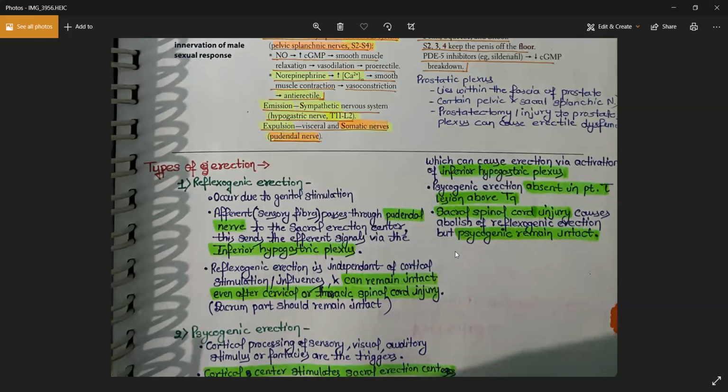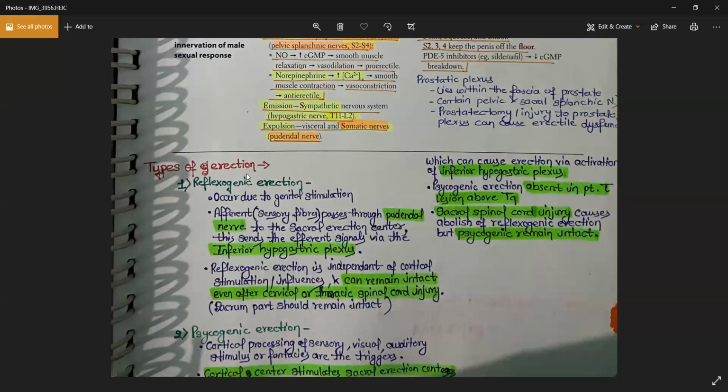It has almost 50-60 slides, so I got a summary from there. It is the simplest thing you can get. Just know that whenever you get damage in the sacral portion, below T9, it will cause a loss of the reflexogenic reaction, but you will still have a normal psychogenic reaction. Above T9, you can have a loss of psychogenic reaction, but the reflexogenic reaction will be absolutely normal. Are we good? So do note that fact.